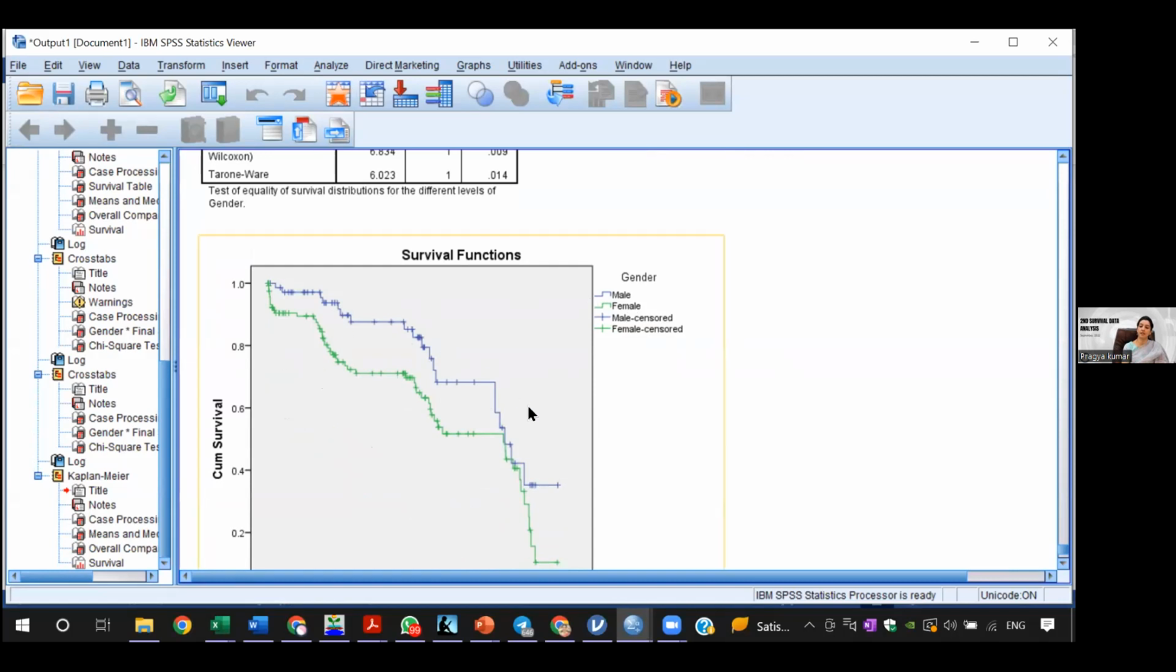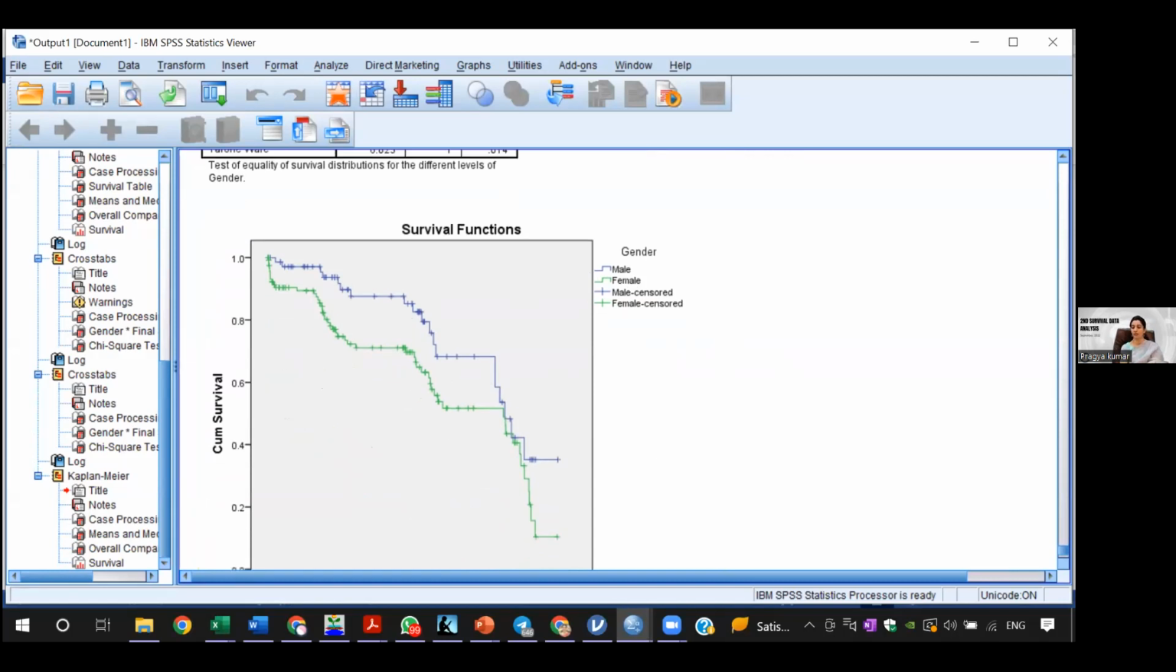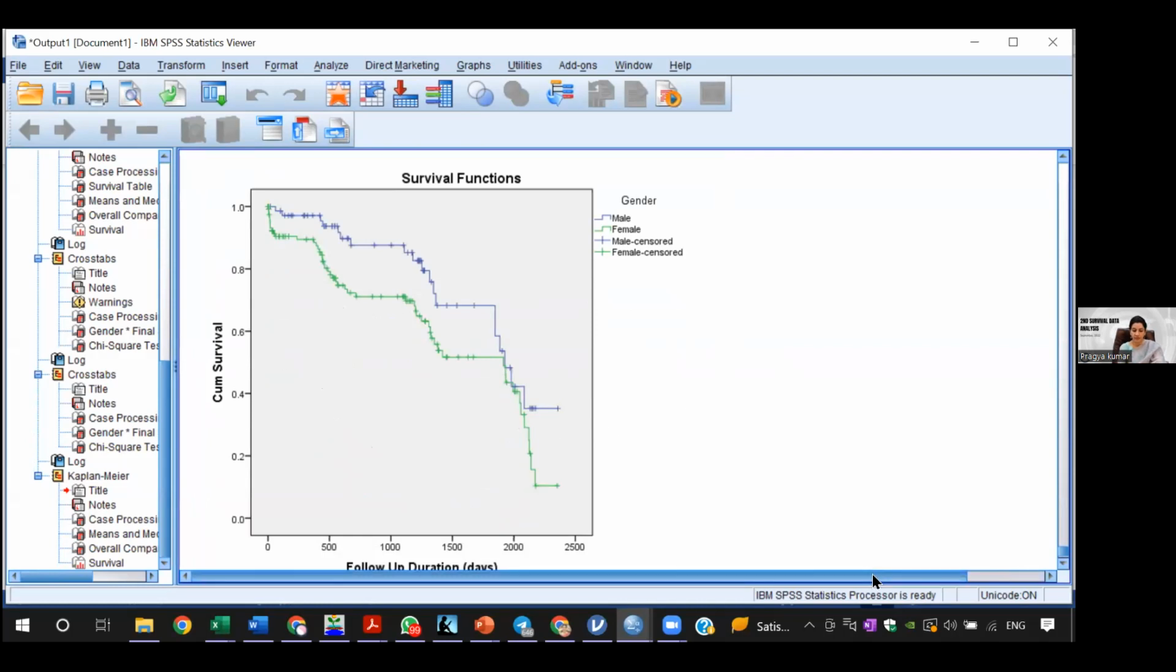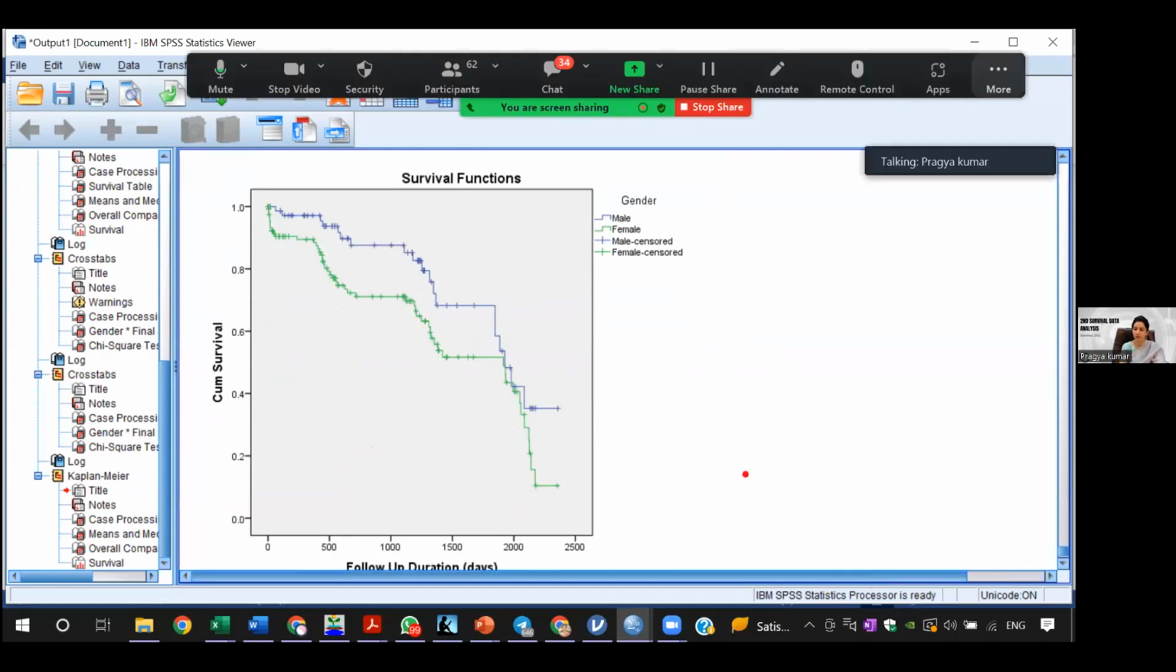So the higher the curve, the more the survival. So how will you calculate the median survival? If you draw a line here, let me try to draw it. So this is somehow 50%. So I am drawing a line here from 50%, and I will see where it will cut.